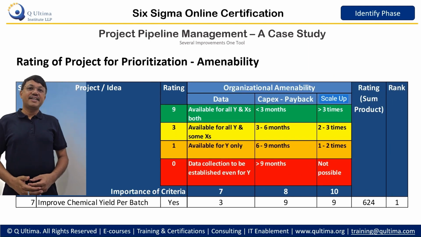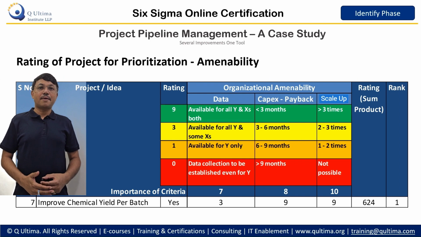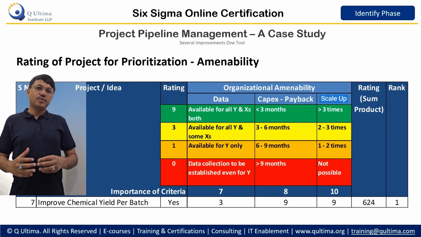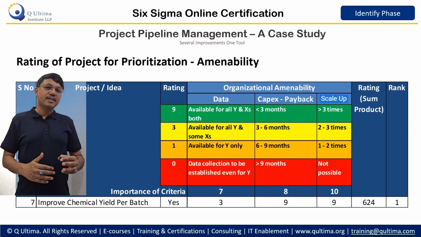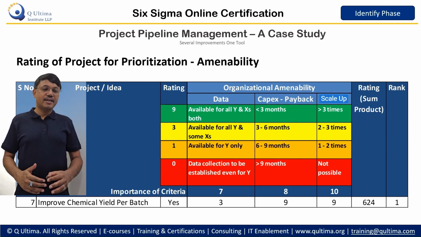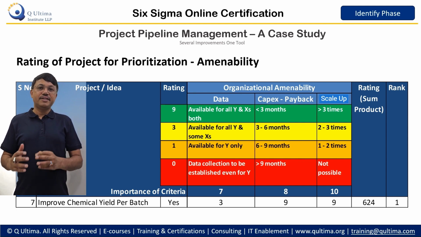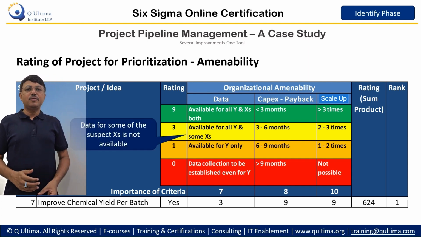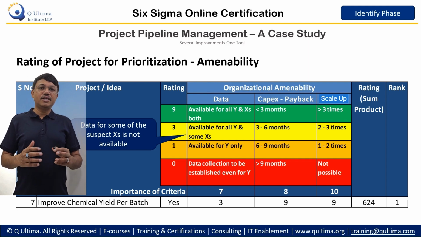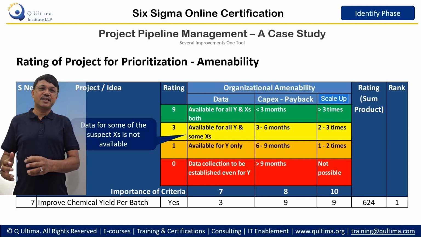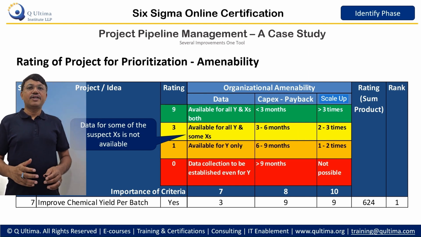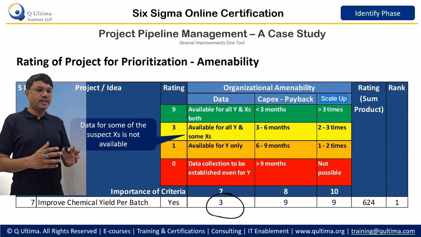The last criterion for project prioritization is organizational amenability to be able to do the project, which means how prepared the organization is to do the given project. The amenability is measured in terms of data availability, the payback period, and the scale up capability of the project. With respect to data availability, the team found that there are certain critical axes for which data is not being recorded, and therefore they gave a rating of 3 to data availability.